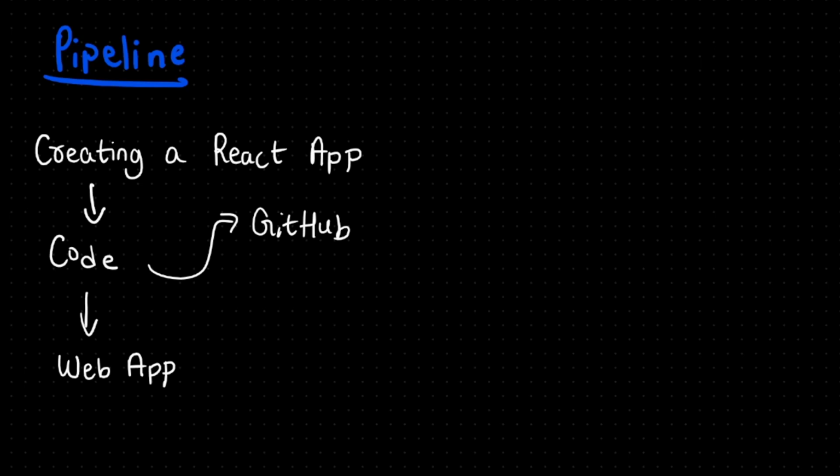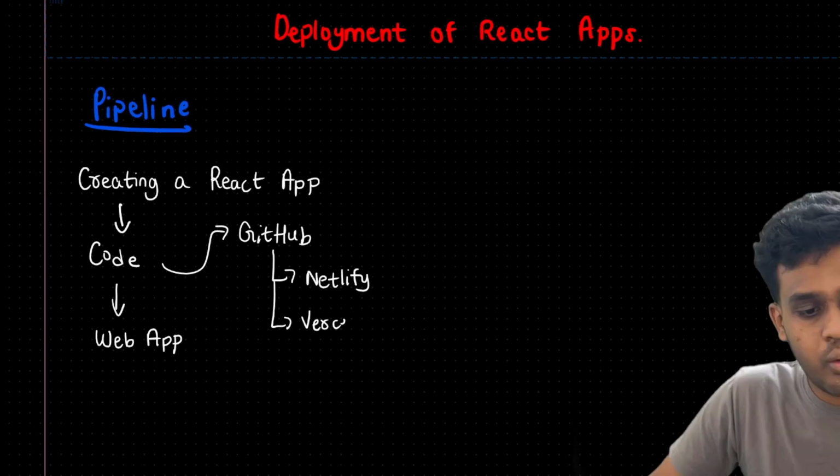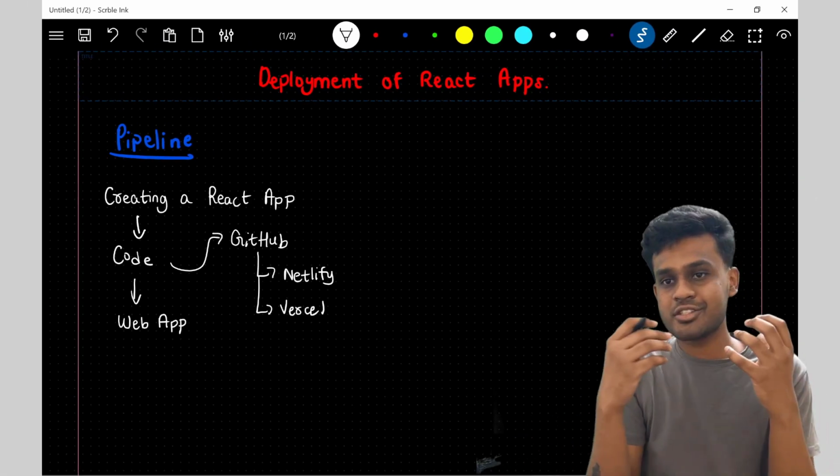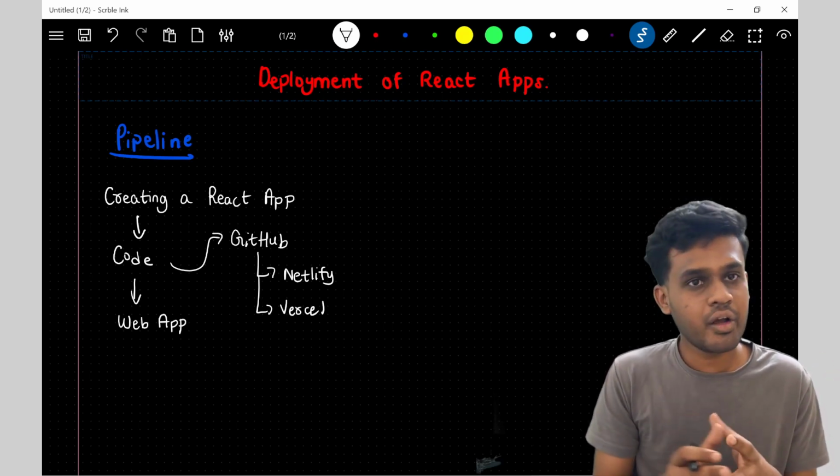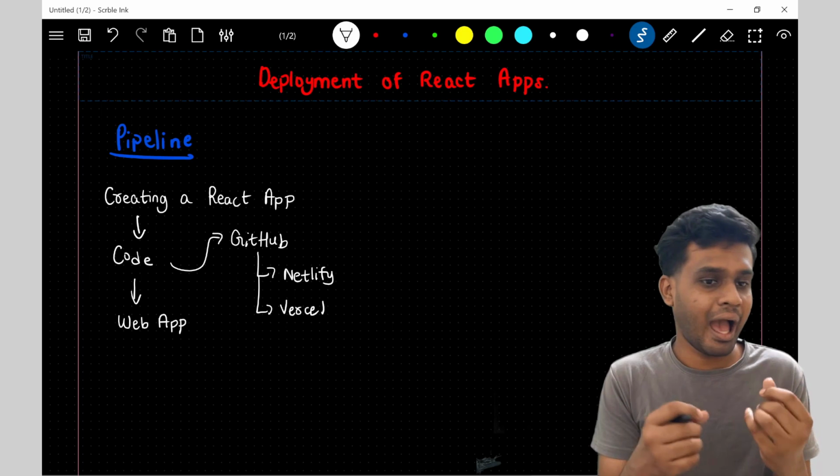From GitHub I will be connected to two such platforms. One is Netlify and one is Vercel. Now, why only Netlify and Vercel? Because these are free, fast and easily configurable. So the steps like building happen automatically.